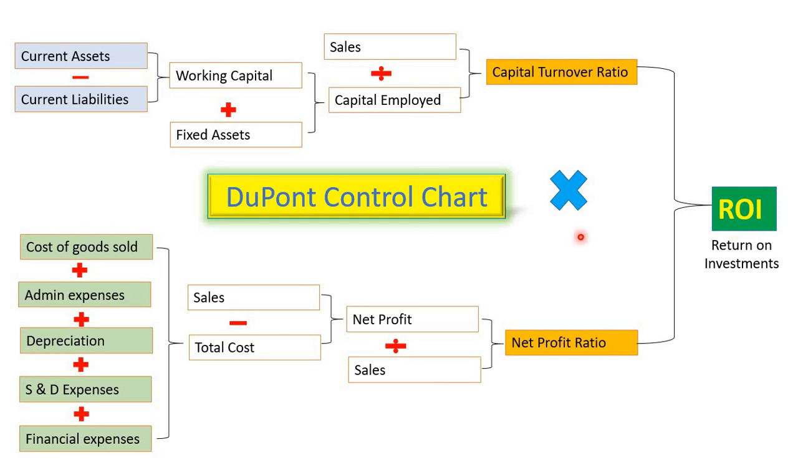If it is an adverse variation, we can focus our energies on that particular aspect. Say in this example, it is the cost of goods sold, and we can rectify that and improve the return on investments. Similarly, any variation in any of these basic elements can have an impact on these secondary variables and these tertiary variables, and ultimately on the return on investments.